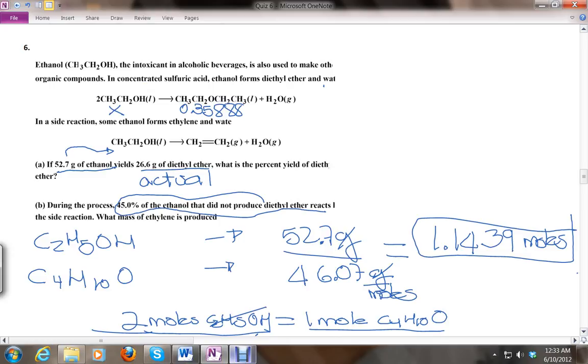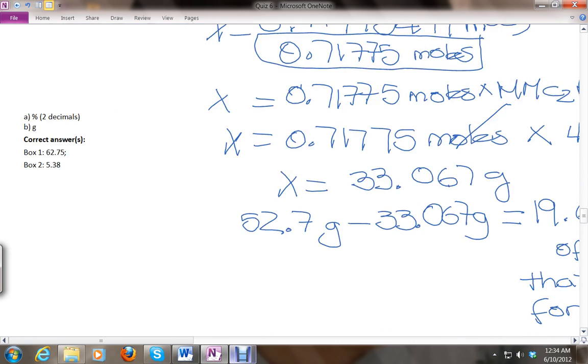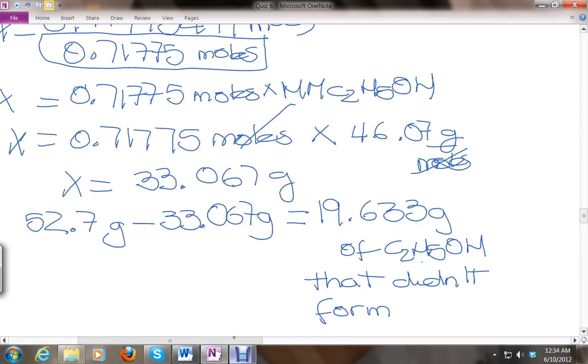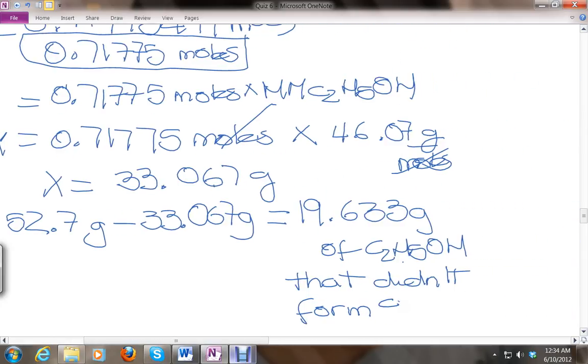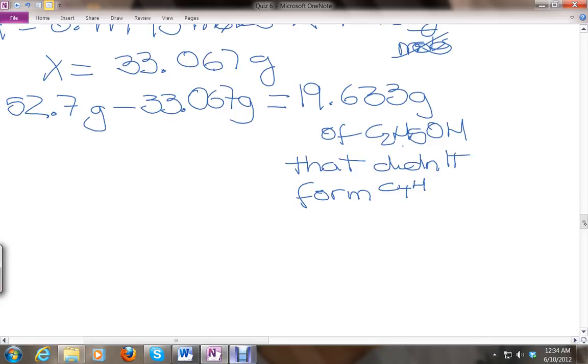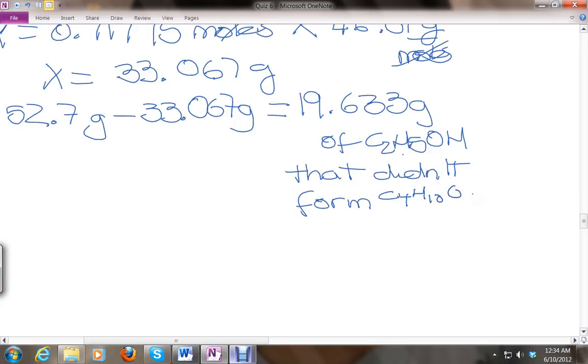you know that if you got 52, right? If you formed 26, you need to convert that, go back to convert it to ethanol, and that gave me 33 grams of ethanol. So 33 grams of ethanol are gonna be converted to the ethyl ether. What happened with the rest? Well, 52.7 minus 33 gives me 19.623 that didn't form the ether, C4H10O.